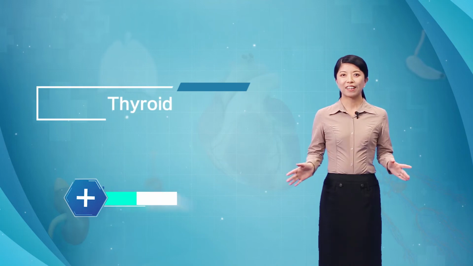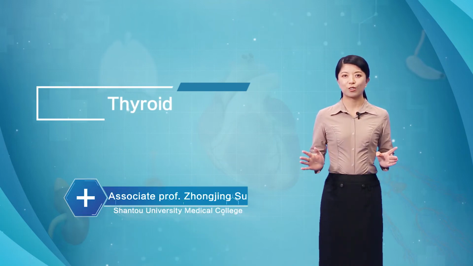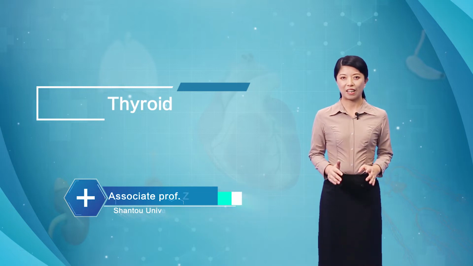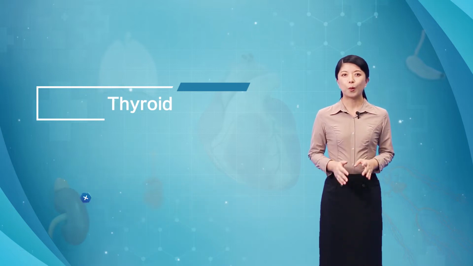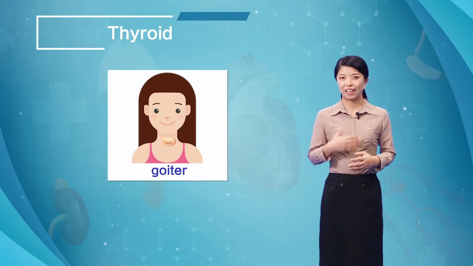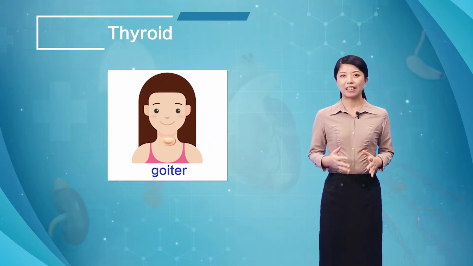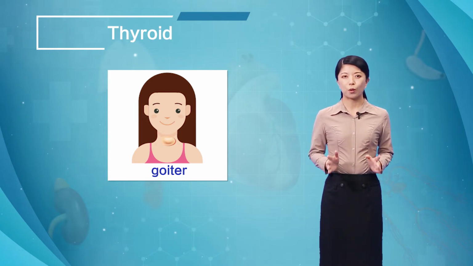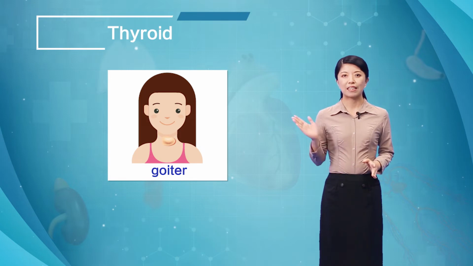Hello everyone. Today we will discuss the structures and functions of the endocrine organ, thyroid. Normally, we cannot see the thyroid gland clearly in the neck. However, we can easily spot this gland if it's enlarged, forming a goiter, as shown in this case.